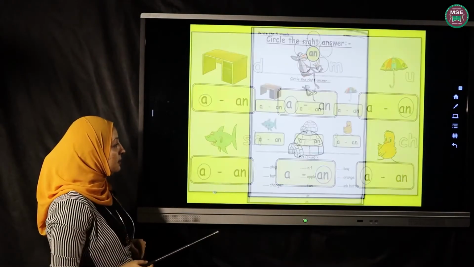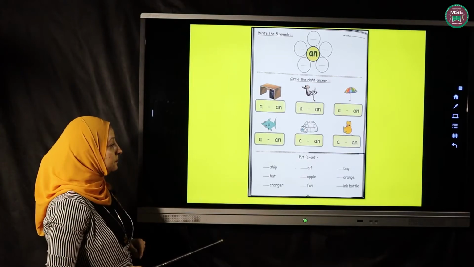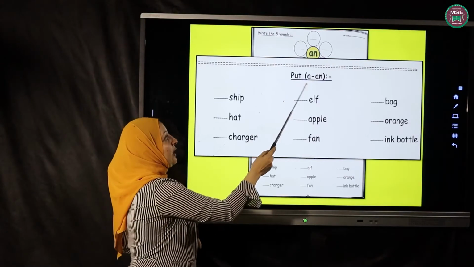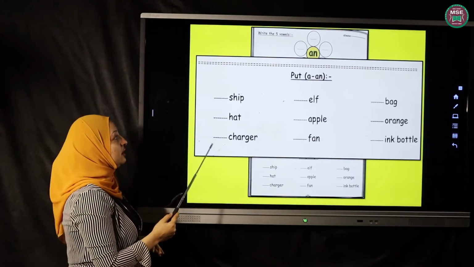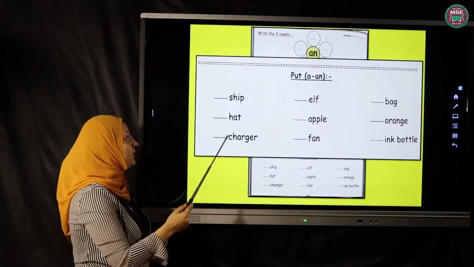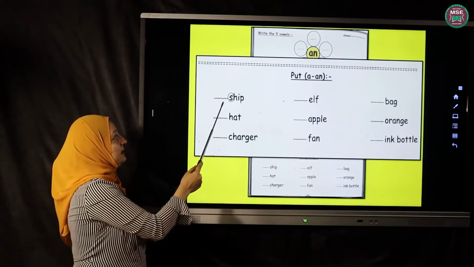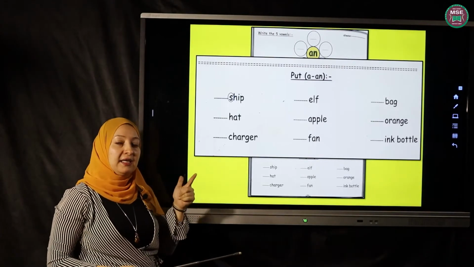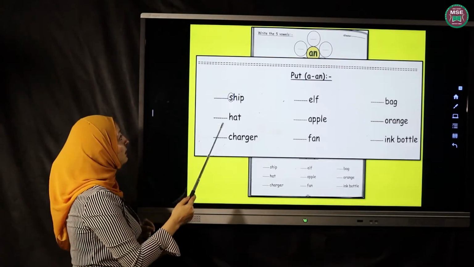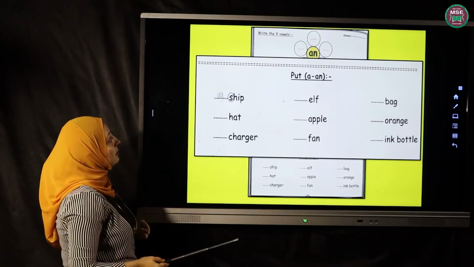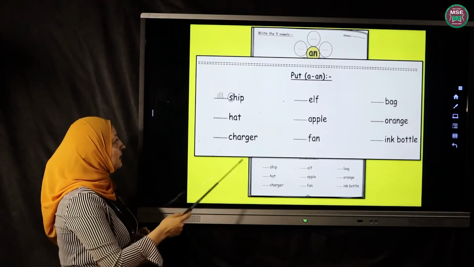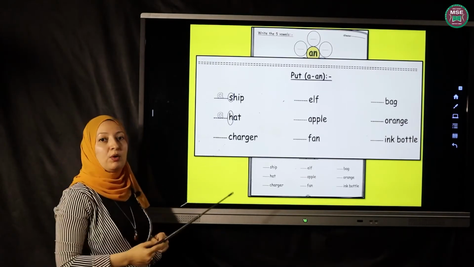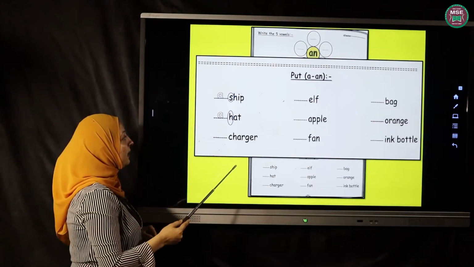Let's move to another exercise. Okay, they ask us to put a or an. In this exercise, we're gonna circle the first letter, in this case letter S, and ask yourself, is S one of the 5 vowels? Is it A, E, I, O, U? No, it's not among the vowels. Okay, so we put Mr. A. Let's go here. Hat, let's circle the first letter. Of course H is not one of the 5 vowels, so it takes Mr. A.